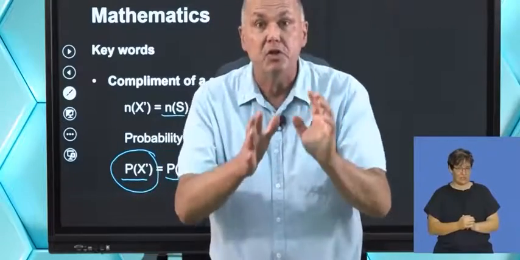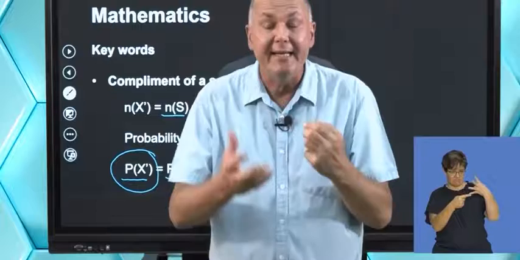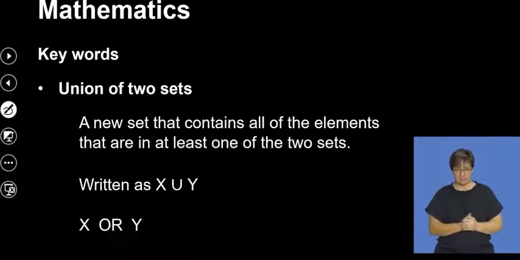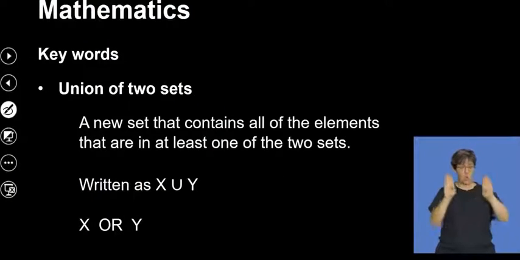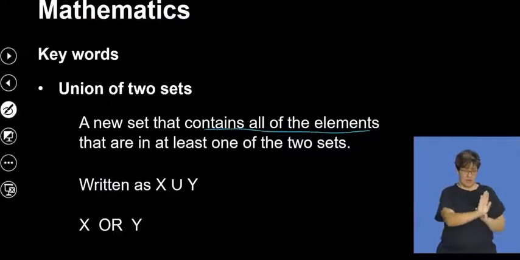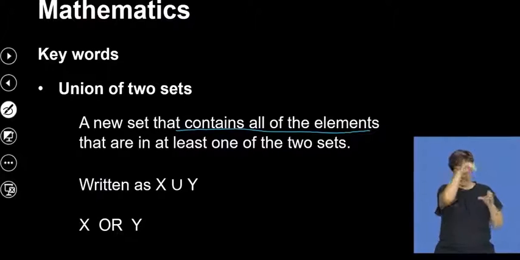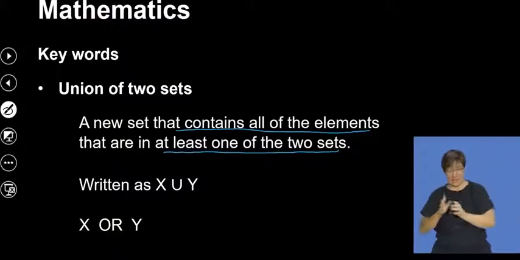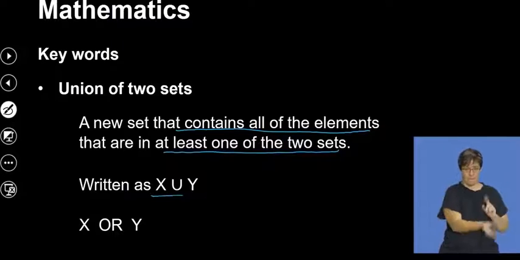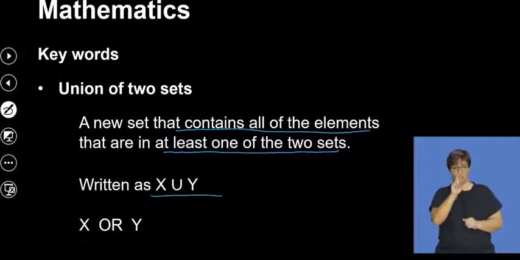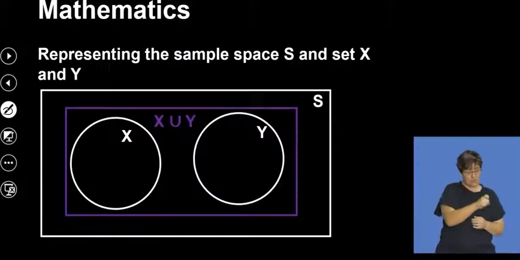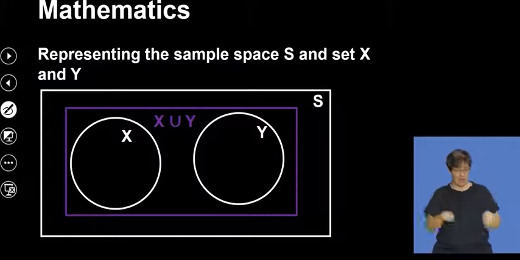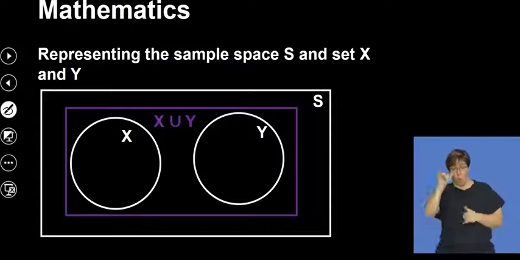Let's get on to our last two rules, which are about the union and intersection. So here we go. In a union, we've got all the elements of at least one of the sets together. So the elements that are in at least one of the sets. And we write it as X union Y, or we say X or Y. Now, this is quite important. You recognize here we've got the purple box representing X union Y. They can be in X or in Y, and only in X or Y.